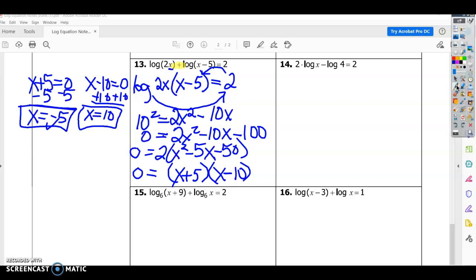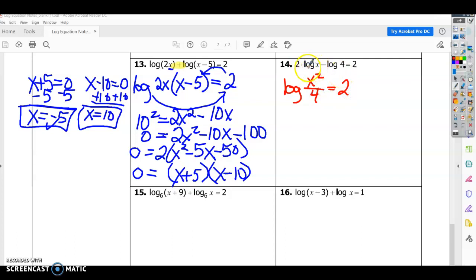All right, I'm going to change colors here just to make it a little easier to see the different problems, even though there's a line here. But anyway, this one, number 14, has the negative in the middle. So since we're subtracting, we know that came from a quotient property. So to rewrite this in condensed form, we're going to have log of x squared, and then subtraction turns into division over 4, and then that equals 2.